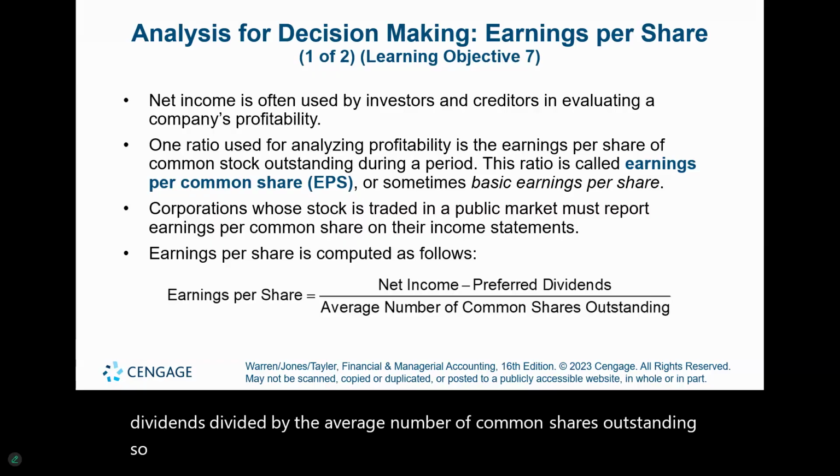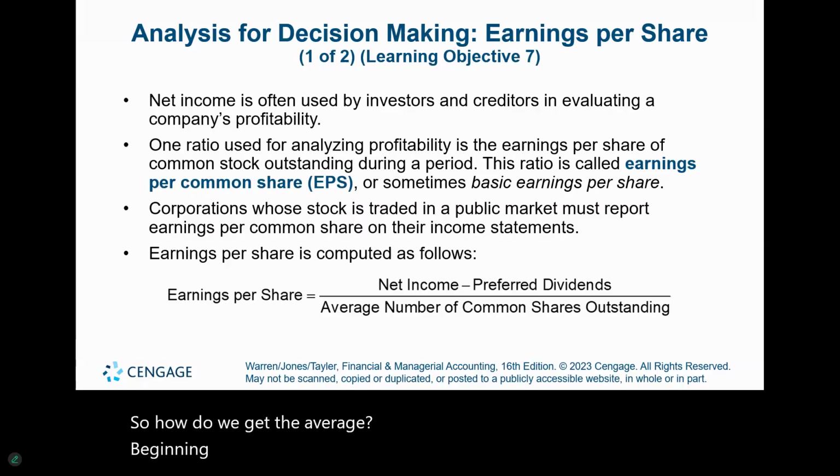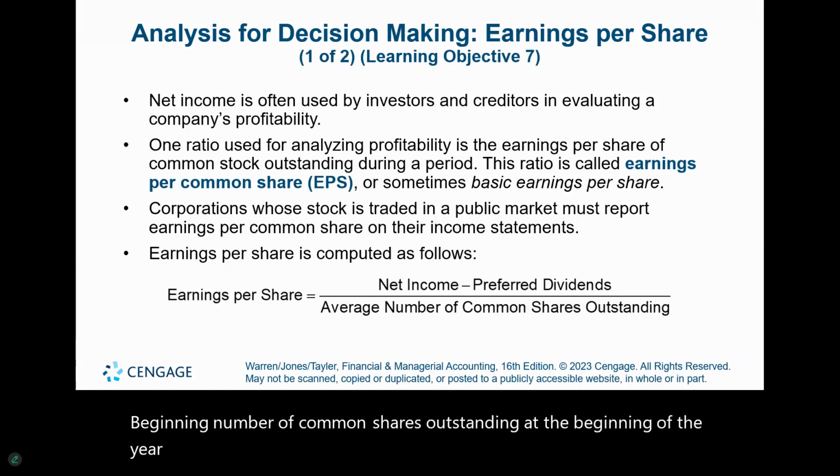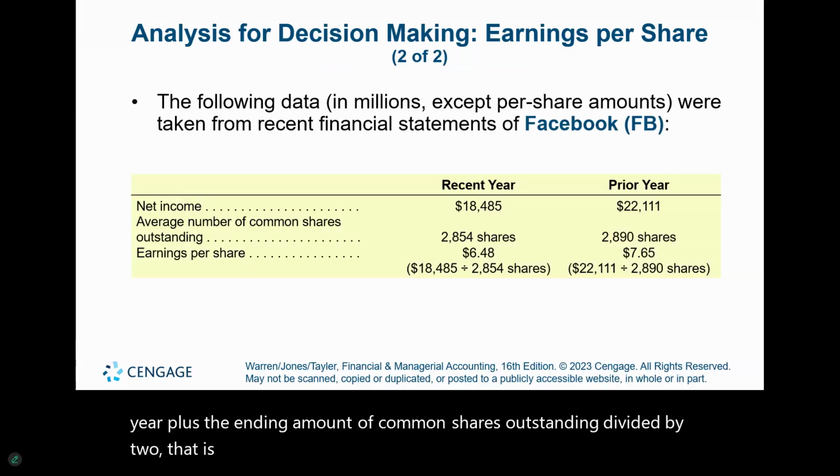So how do we get the average? It's the number of common shares outstanding at the beginning of the year plus the ending amount of common shares outstanding, divided by 2. That is how we get the average amount.